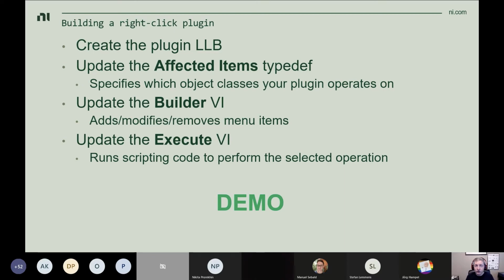So there are 4 steps to building a right-click plugin. The first step is to create the plugin, and plugins are LLBs, and I'm going to talk more about why that is later. Then you update the affected items type def, you update the builder VI, and you update the execute VI. Those are the 4 steps for building a right-click plugin, and I'm going to go through those 4 steps right now in a demo.